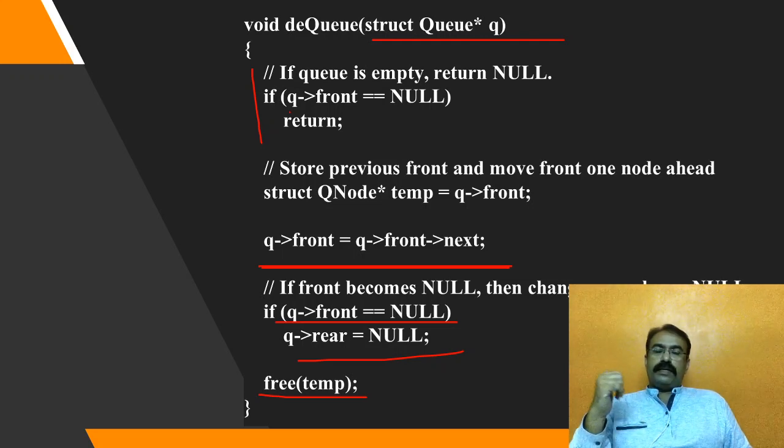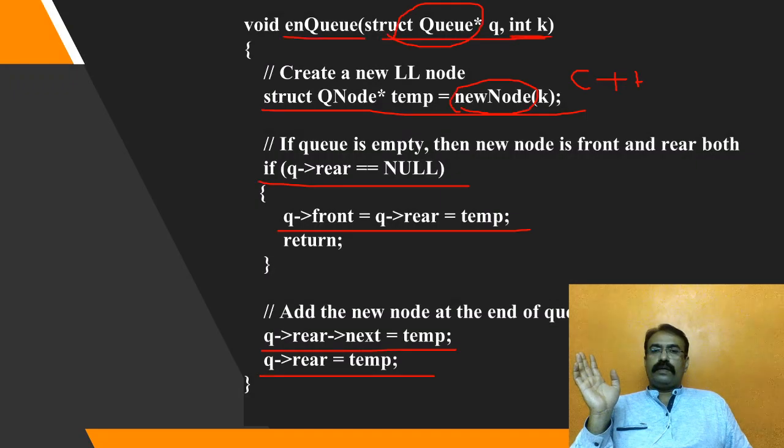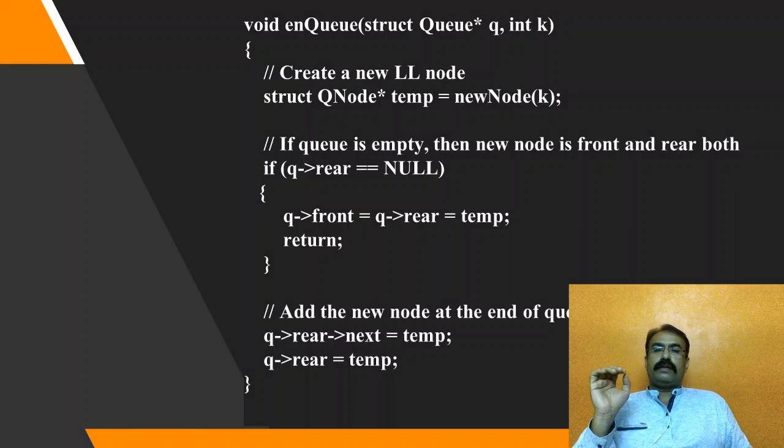You try to implement a complete program for this, or the programs may be available. See the logic of it. You can use both the logics, as I said. Either you can make the last node as the front or rear, and vice versa is also true. Okay, so this way you can implement a queue using a linked list.